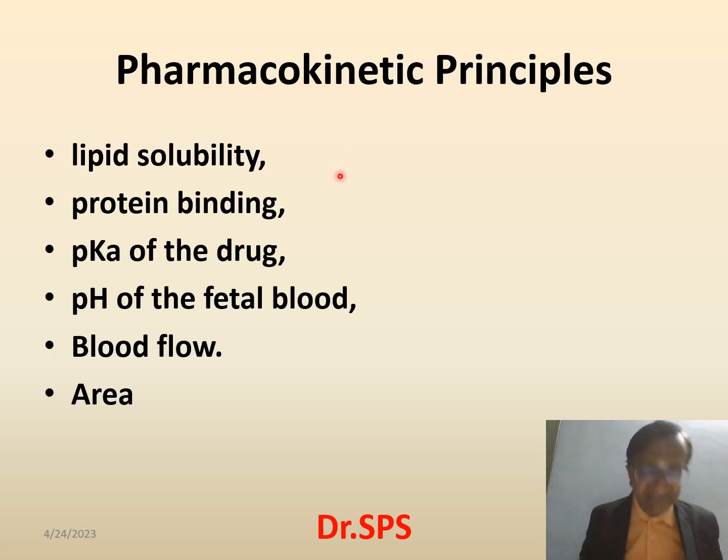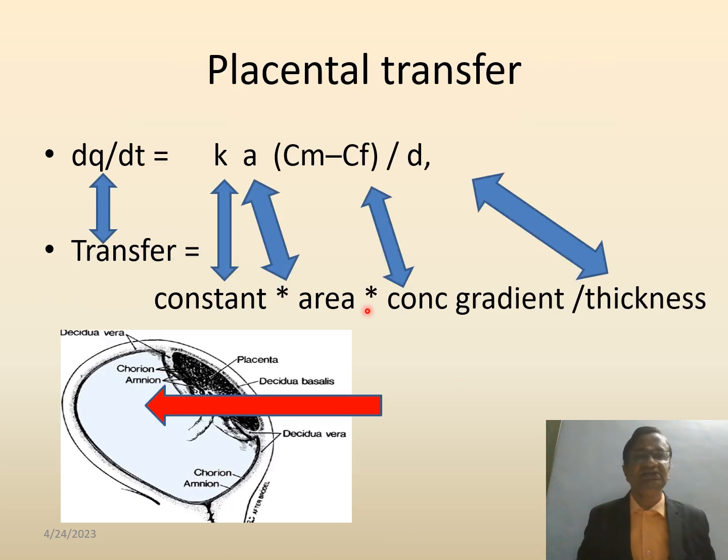So lipid solubility, protein binding, pKa of the drug, pH of the fetal blood, blood flow, area. All these things matter whether the drug will go to the fetus or not. This is what is given as a formula. This is the transfer. dQ by dt is the transfer. Now K is a constant. A is the area. Placental area is big. This is the concentration gradient between the mother and the fetus divided by the thickness of the placenta. If it is thick, then it is null.